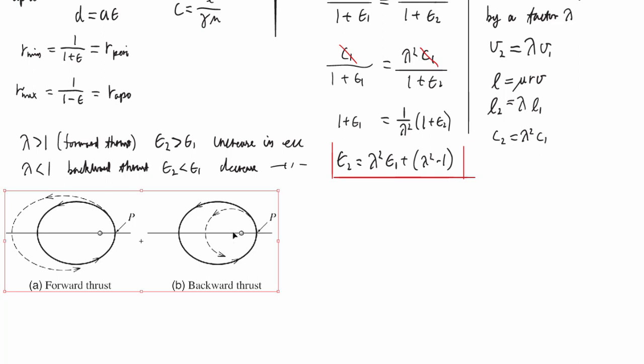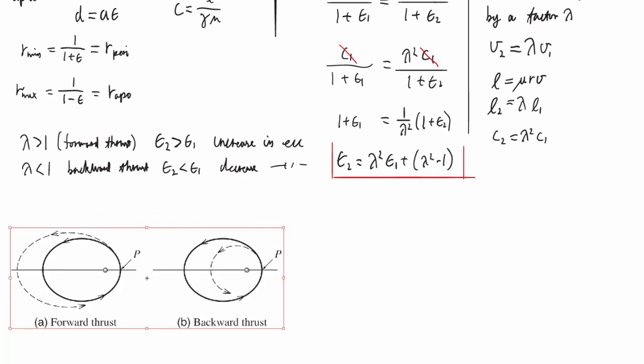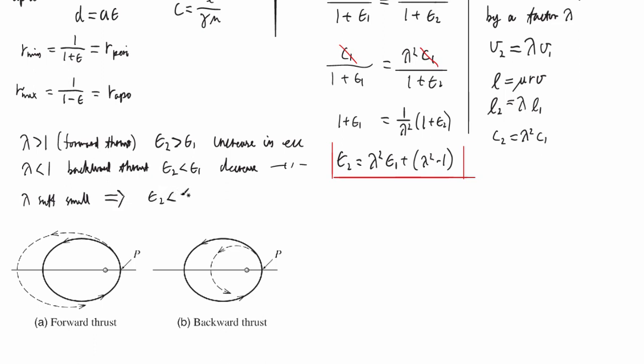And in fact, if we have sufficiently small lambda, that will give us epsilon 2 less than 0, a negative epsilon 2. So what has happened then is the perigee has become the new apogee. Basically, what used to be the closest distance has become the farthest distance. Remember, our maximum is 1 over 1 minus epsilon. And that's what happens when epsilon changes signs.